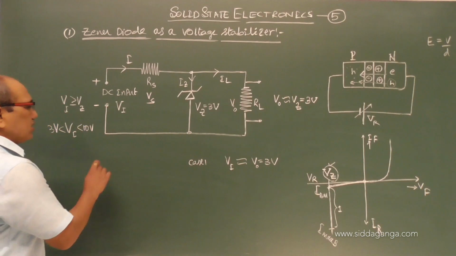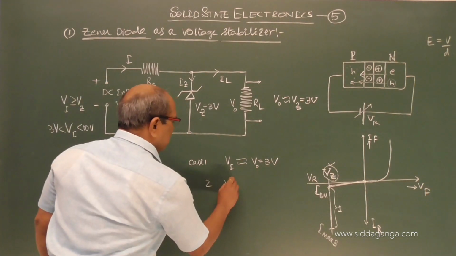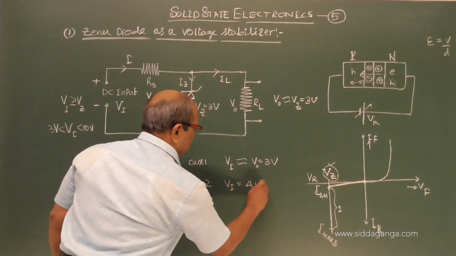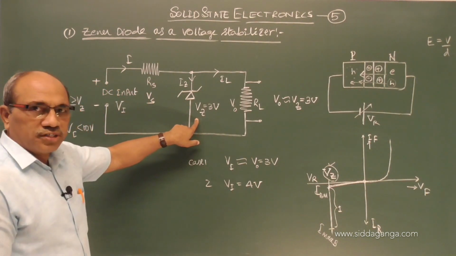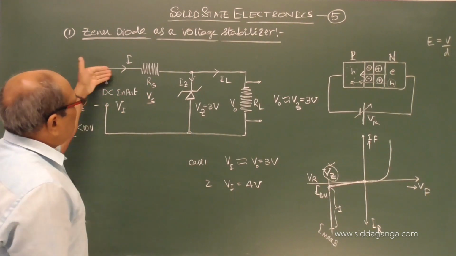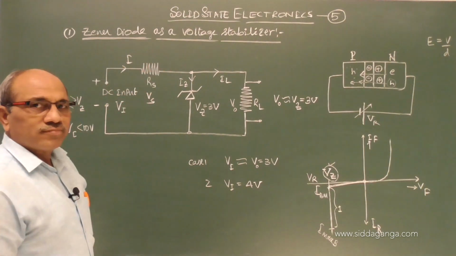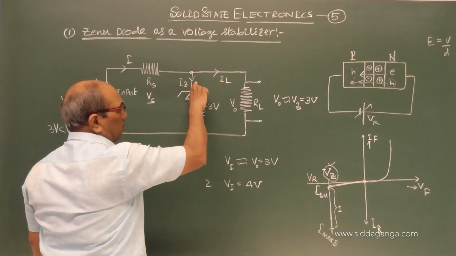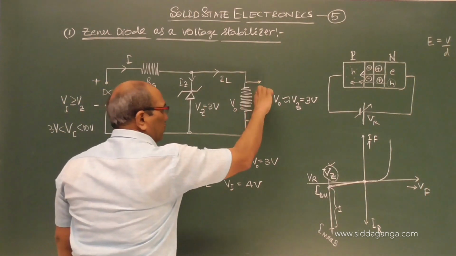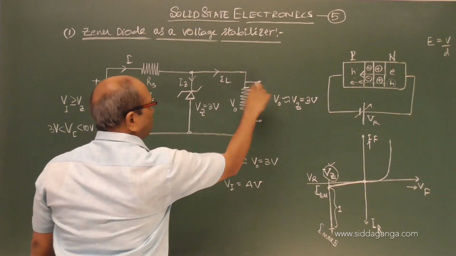Suppose, in case 2, the input voltage becomes 4 volt, higher than the 3 volt Zener voltage. Now current establishes here. Out of that, 3 volt is to appear here, and that makes 3 volt appear here also. How does this 3 volt come here?